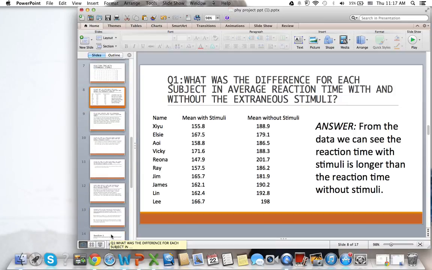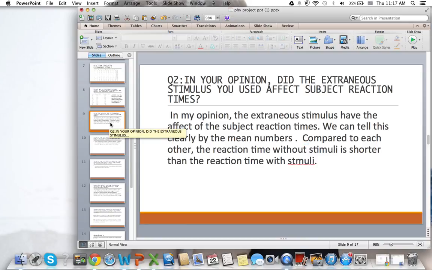Question 1. What was the difference for each subject in average reaction time with and without the extraordinary stimuli? From the mean numbers we can see the reaction time with stimuli is longer than the reaction time without stimuli. Question 2. In your opinion, did the extraordinary stimuli you used affect subject reaction times? In my opinion, the extraordinary stimuli have an effect on the subject's reaction times. We can tell this clearly by the mean numbers. Compared to each other, the reaction time without stimuli is shorter than the reaction time with stimuli.